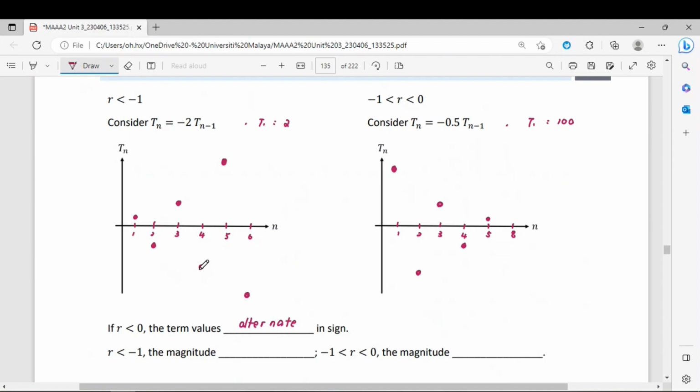Okay, so if let's say your r is a value lesser than -1, for example -2, then the magnitude increases. Magnitude means I don't look at the sign, but I only look at the pure difference between the number and the x-axis that I have. It's getting bigger and bigger. Then for this one, the difference is getting smaller and smaller. So that's why it decreases.